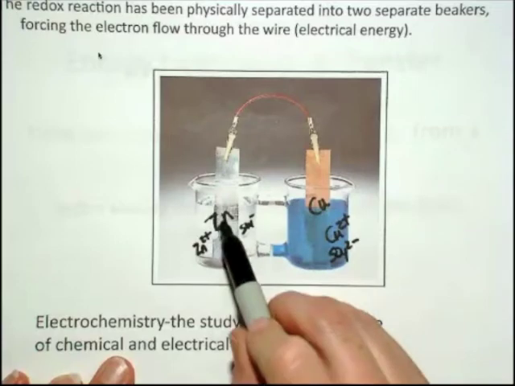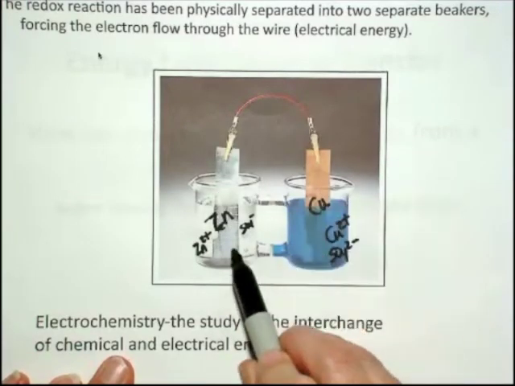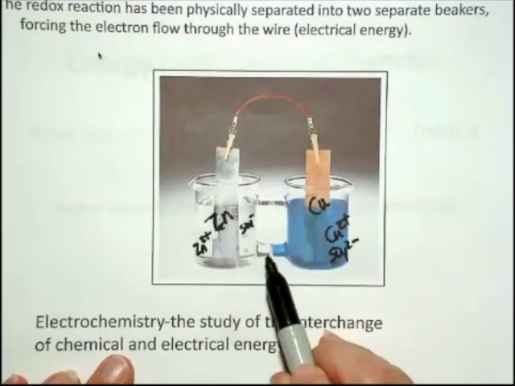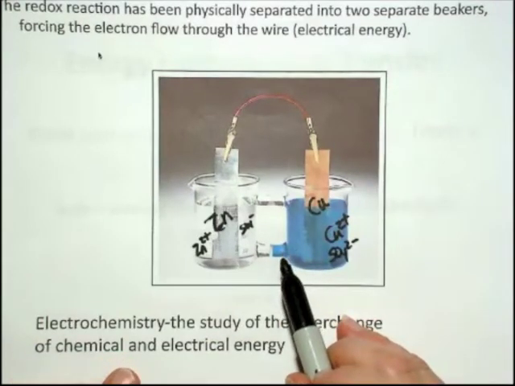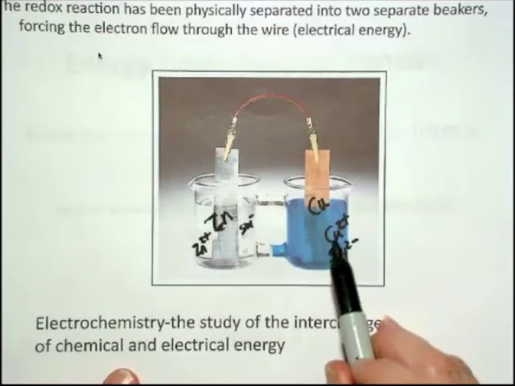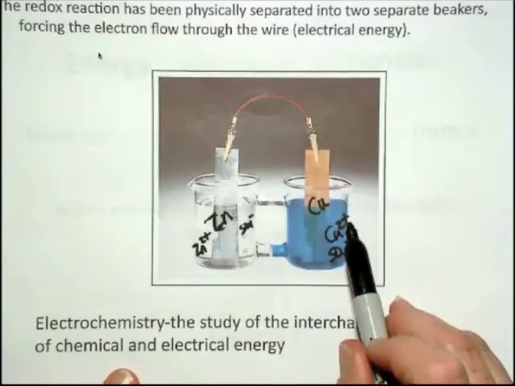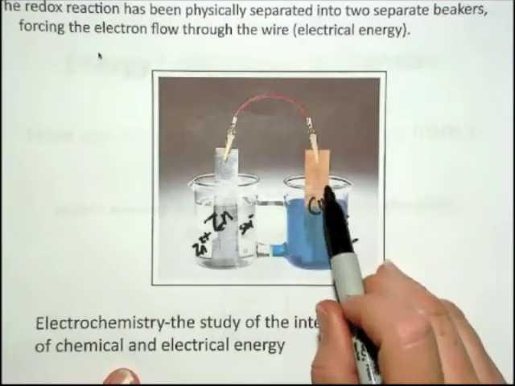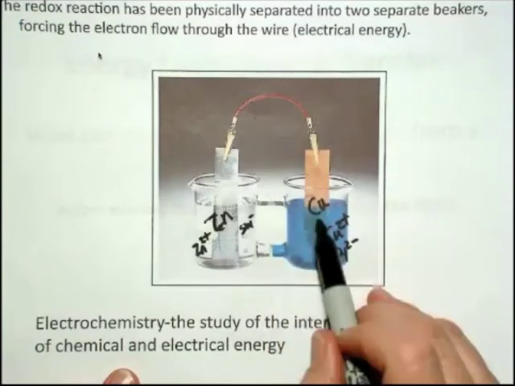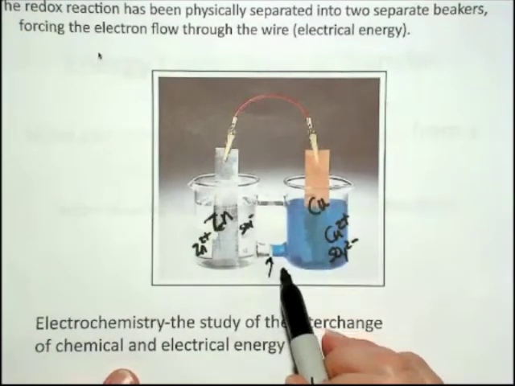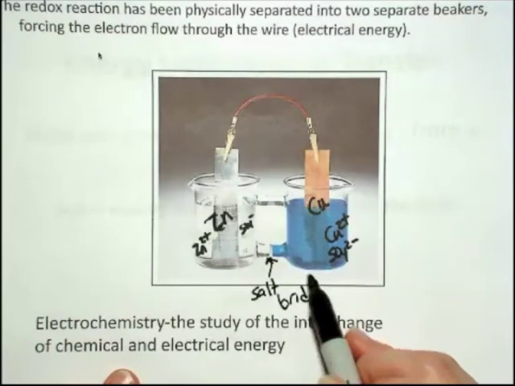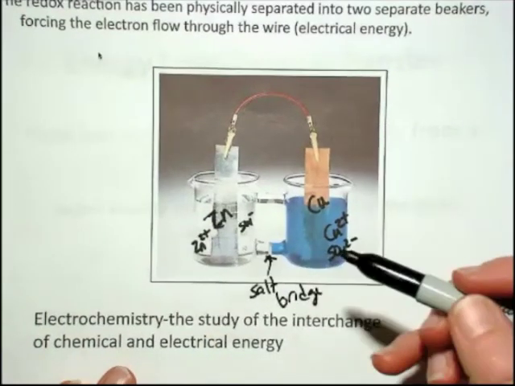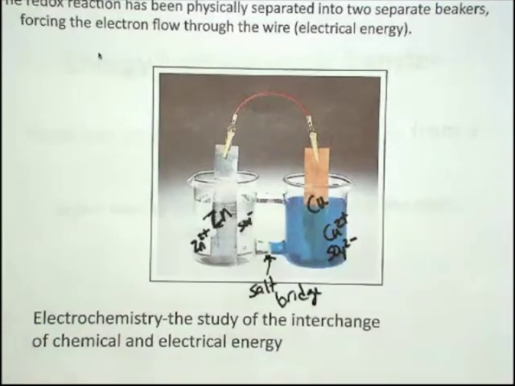And then anytime you have a circuit, you have to have a circular movement of charge. And that's why there's one little thing that's needed in order to make these electrons move from one reactant across a wire to the other reactant, and that is this thing here called a salt bridge. We'll talk more about that. Okay, but it's a way to complete the circuit.